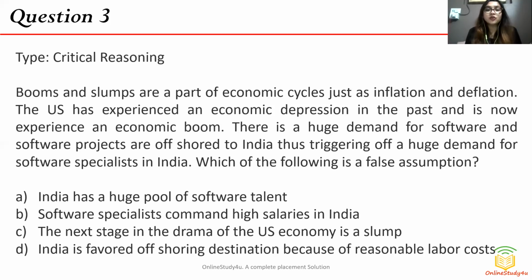India is a favored offshoring destination. Why? Because of reasonable labor costs. Now that also to a certain extent makes sense, because your labor costs are very cheap and they're good out here, which is why it's being outsourced here. Had this been an expensive option, people would not have considered it. And if you see, option D in a way contradicts option B, reasonable labor costs and command high salaries. So they're both contradicting. Logically, they should not be commanding high salaries according to this particular passage, because that is why a lot of work is being offshored or outsourced to us. So an invalid or false assumption out here is option B. Okay.